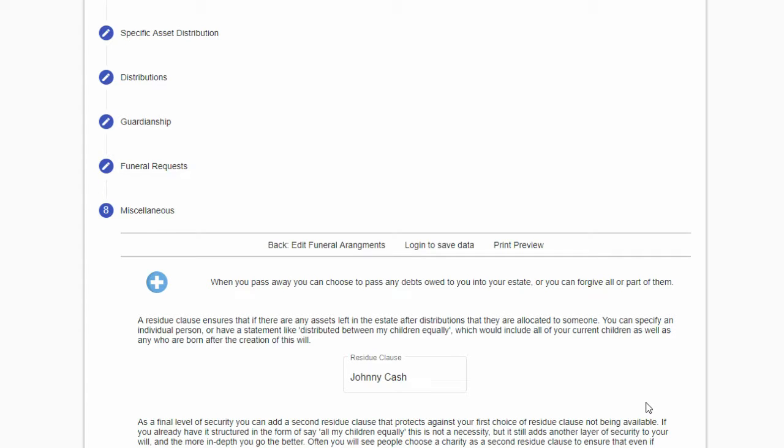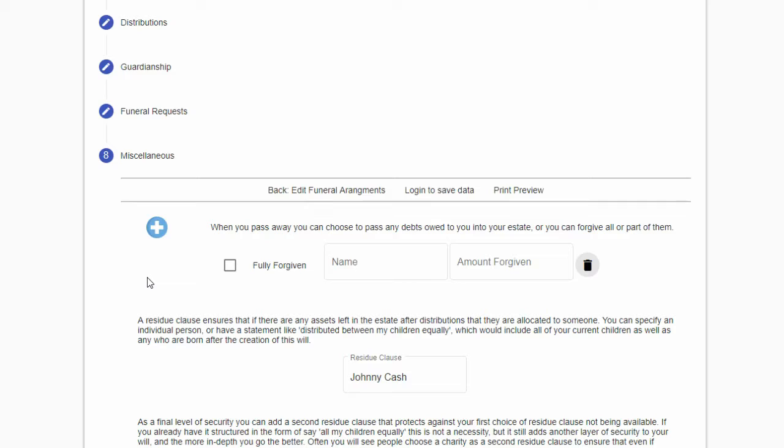A really important thing that a lot of people don't actually know is when you do pass away, your debts actually do pass into your estate as well, and you can actually choose to forgive them or forgive a partial amount of them, or you can have them actually passed into your estate and they will be distributed to people based on that, and then they will have the right to collect that as well. And so fully forgive it. Name of the person, full legal name is a good idea, just so people know who it is.